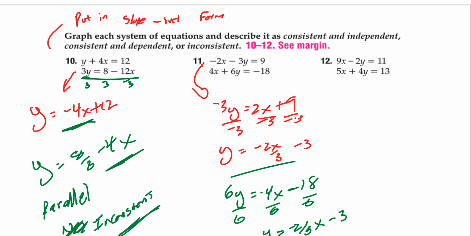Hey, they're the same line. So these are dependent. So they have infinitely many solutions. They're the exact same line.